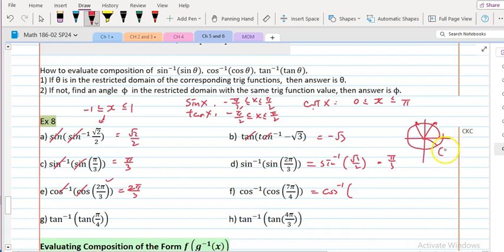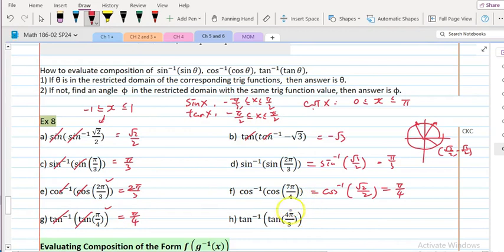The value of cosine 7pi/4 is root 2 over 2, positive root 2 over 2. And then for cosine inverse, root 2 over 2 is pi over 4, because I reverse lookup in the first quadrant. And then for tangent, is pi over 4 within -pi over 2 to pi over 2? Yes, it's in the restricted domain, so they can cancel and it's just pi over 4.